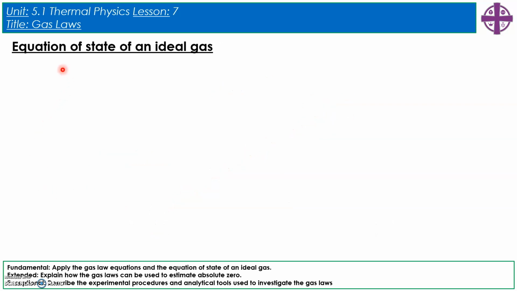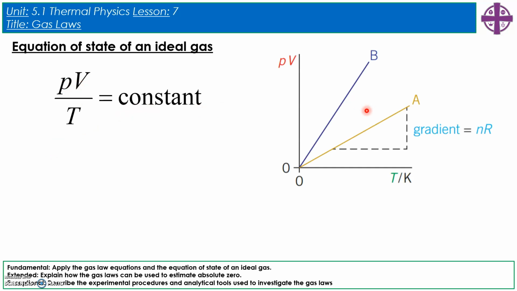The final equation we're going to look at is the equation of state of an ideal gas. This is the sort of main equation. And sort of combining what we've looked at so far, we can get PV over T equals constant. And we can plot PV, which is pressure times volume, against temperature, and we get some straight lines. And actually what we find is that the gradient of those straight lines is equal to nR.